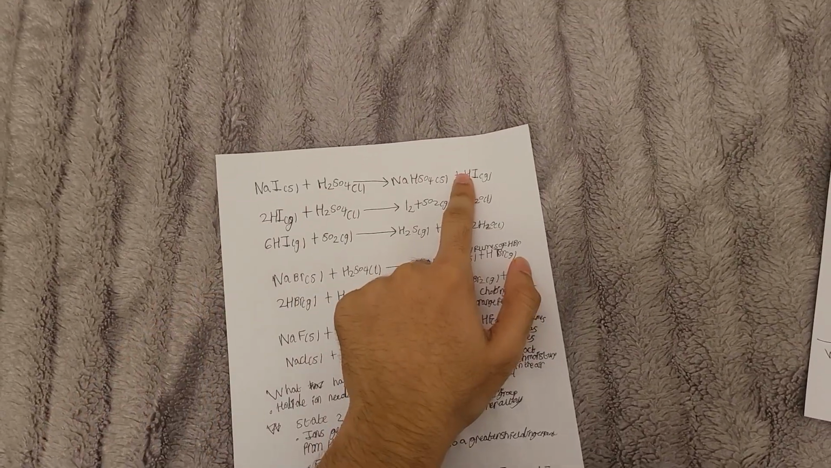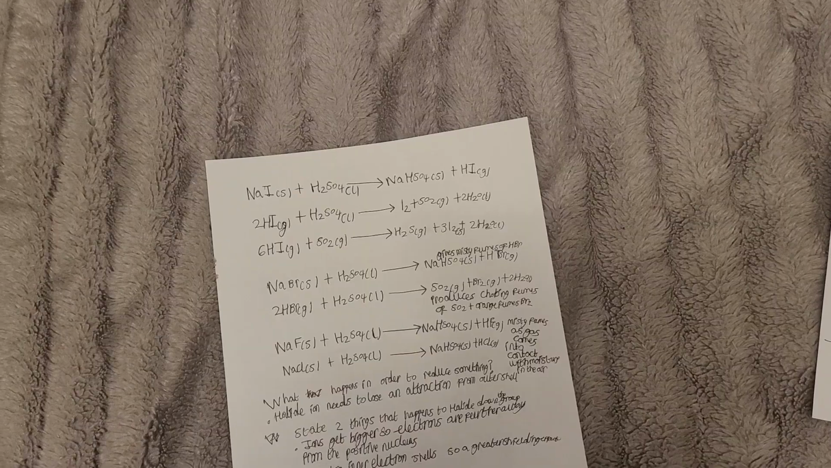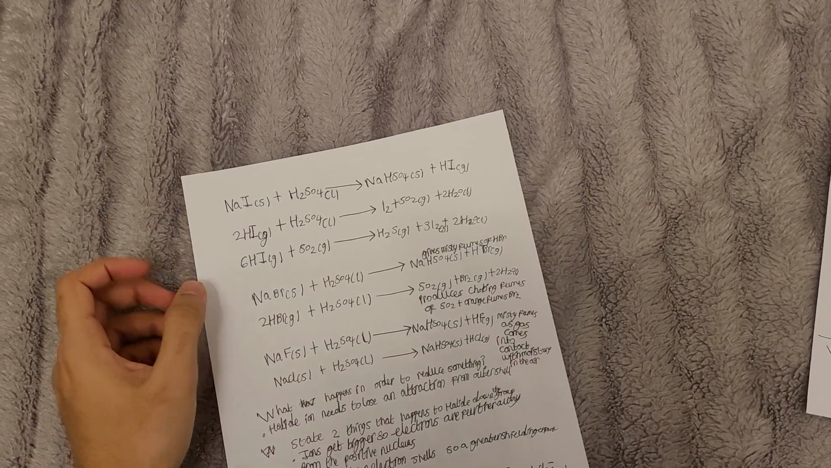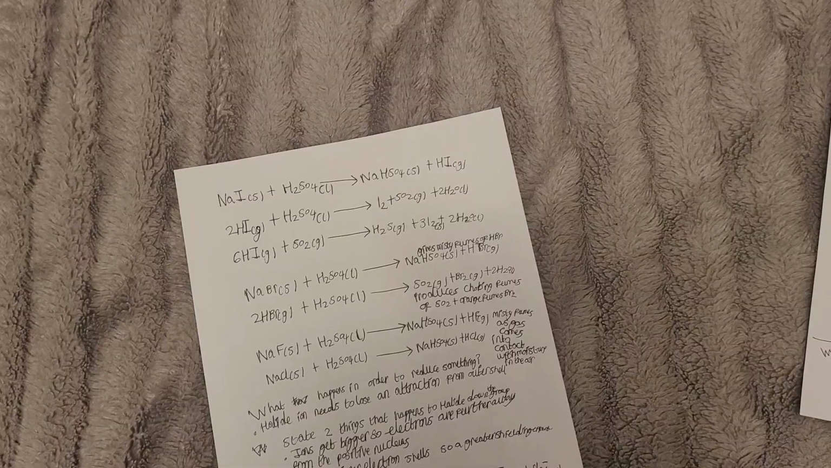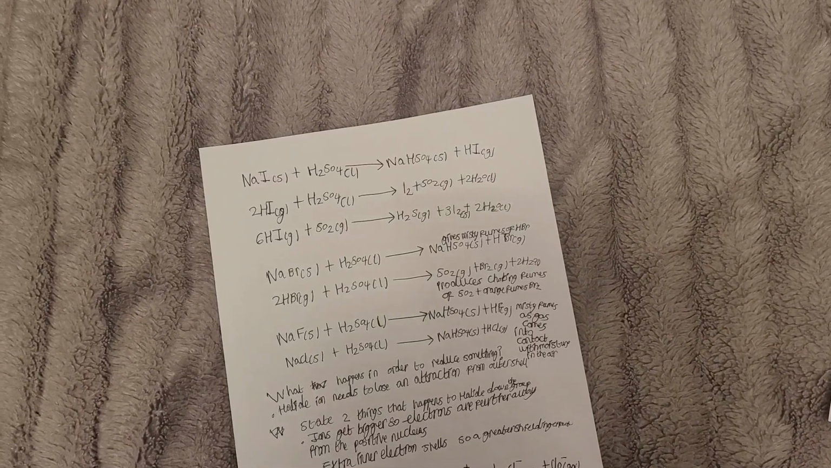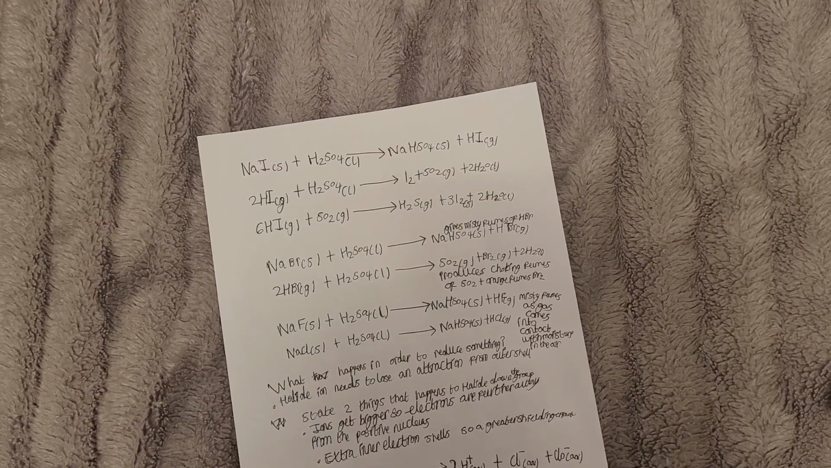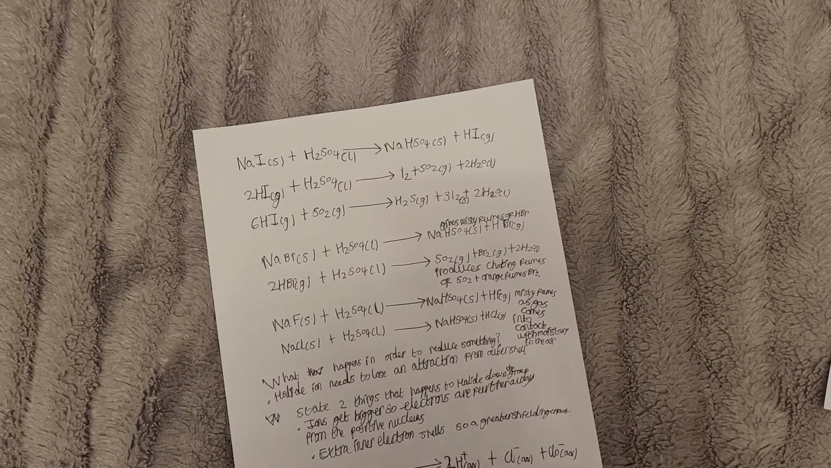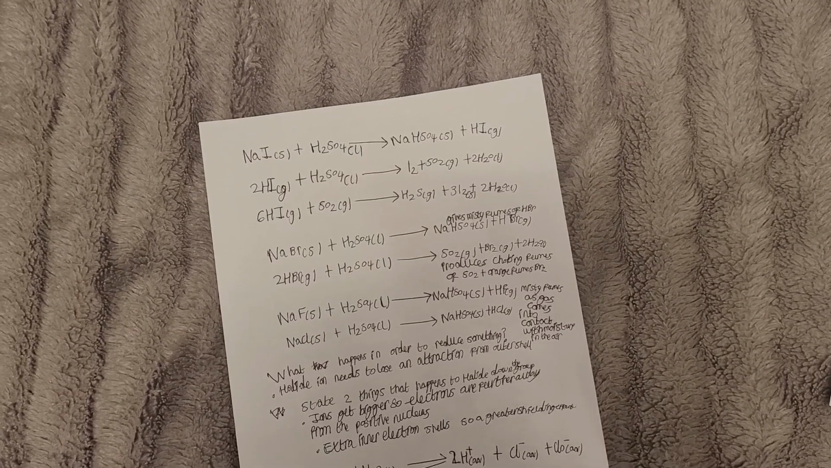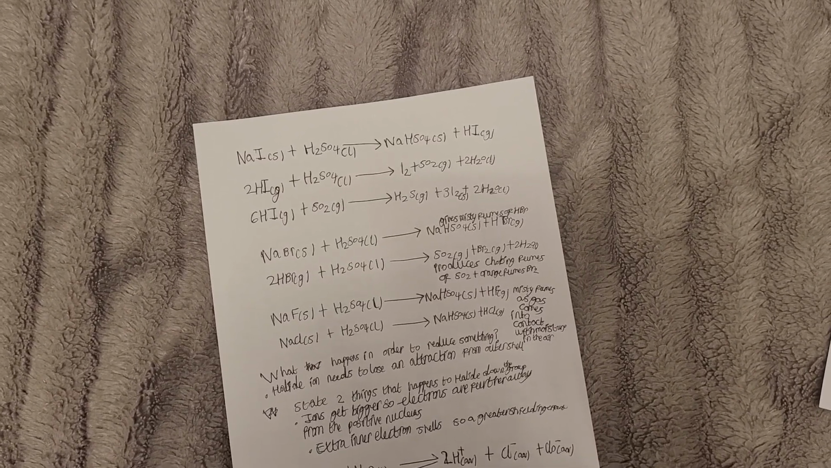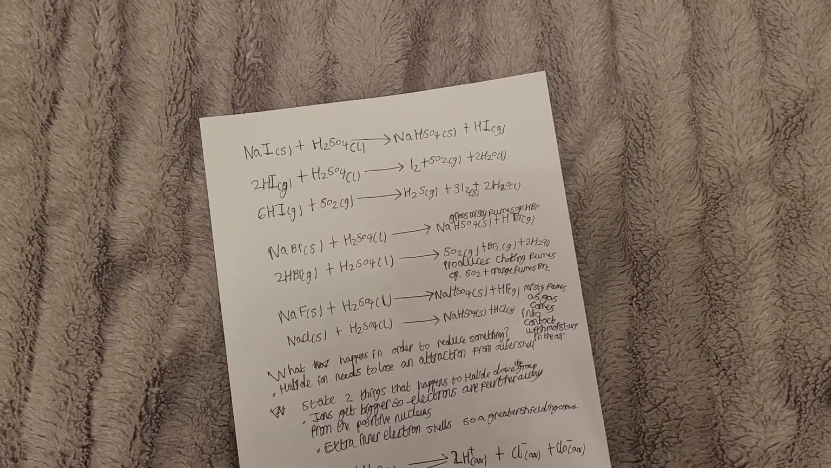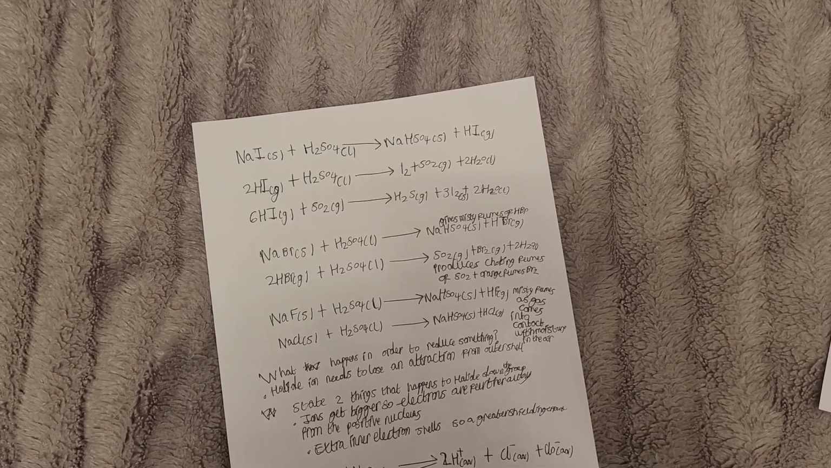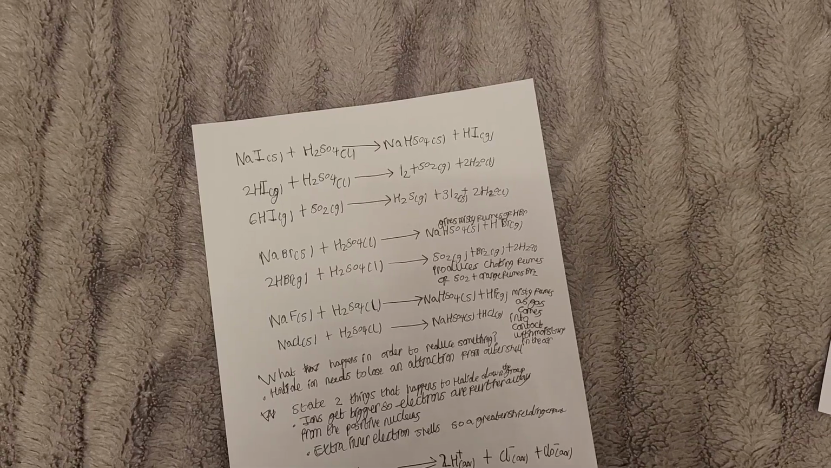So this one's pretty easy. It's these two that I struggle with memorizing, and maybe you guys do as well. So let's go through it again. 2HI gaseous plus H2SO4 liquid to form SO2 gaseous plus I2 solid plus 2H2O liquid. Then 6HI gaseous plus SO2 gaseous to form H2S gaseous plus 3I2 solid plus 2H2O liquid.